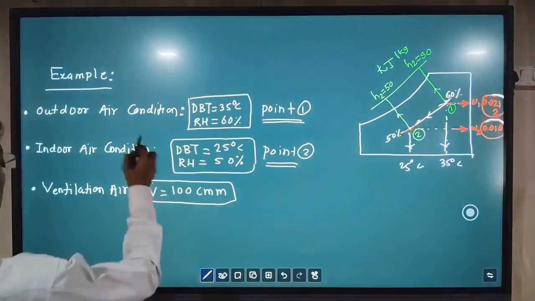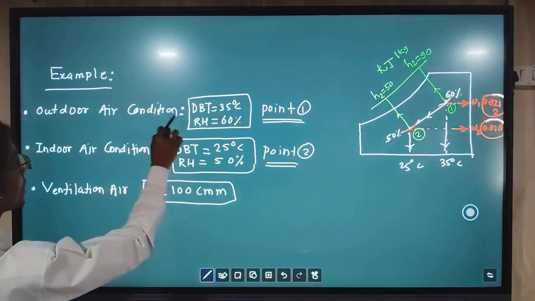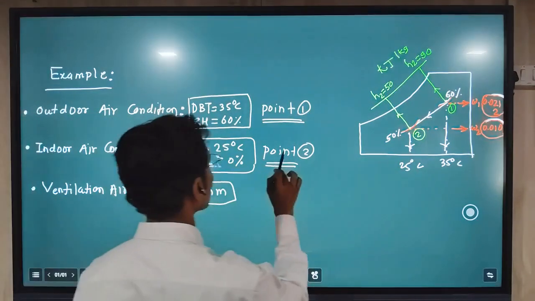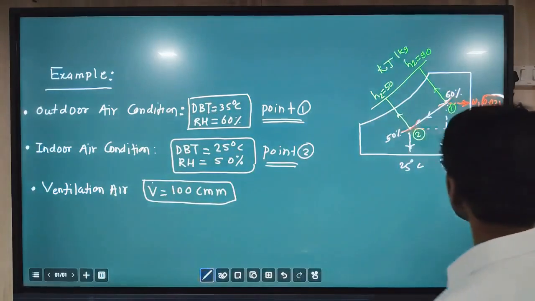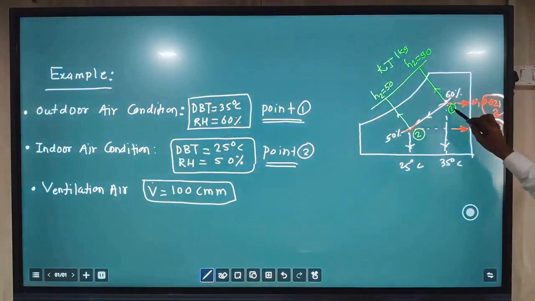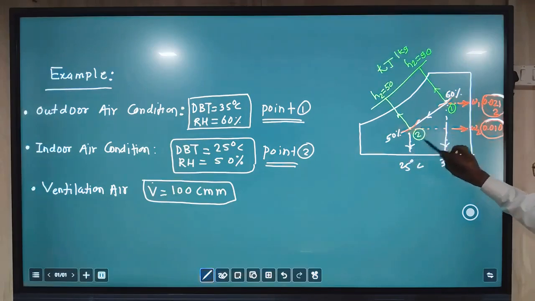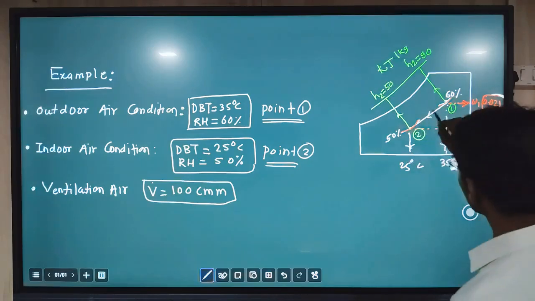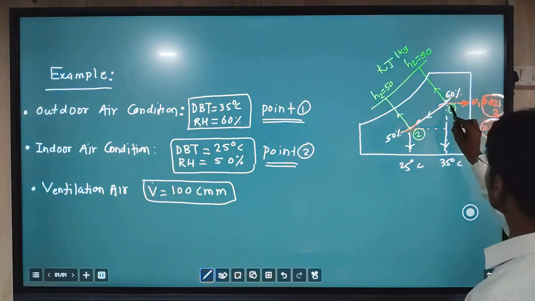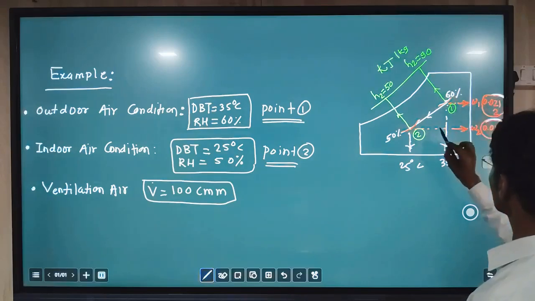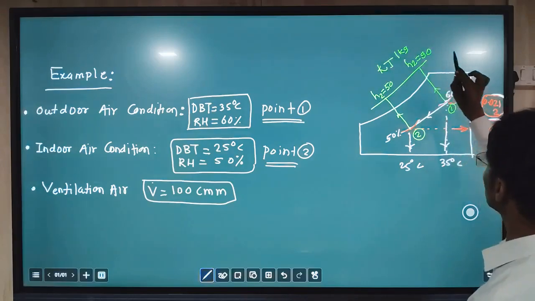So here these are the outdoor conditions mentioned, indoor conditions mentioned. Point 1 is the outdoor condition, point 2 is the indoor condition. This is a psychrometric chart. Locate point number 1 with the help of values 35 and 60. Locate point number 2 with the help of this DBT and this RH, joining the line process. Then project point number 1 in all directions: to the right for humidity, upward for enthalpy.